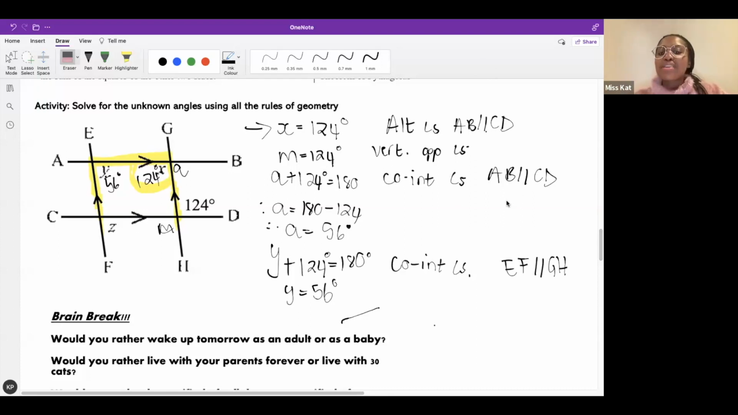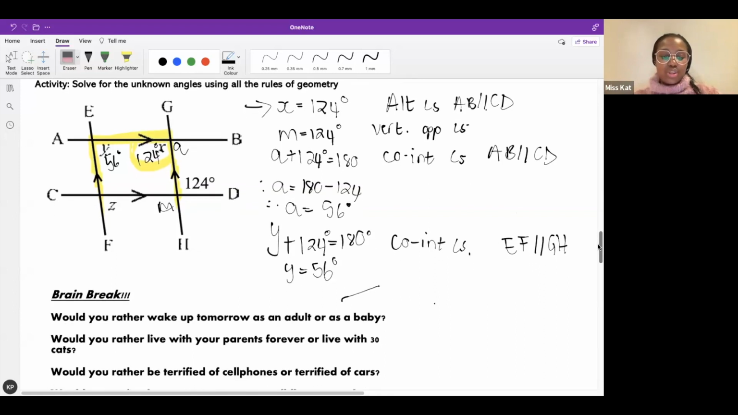Titsaro says parents forever, but she's crying. She's like, I don't like the choice, but you know, it is what it is. Butlala always wanted to be the cat lady. Wow. Hectic, Siamtan. Cats are scary. No, they're not. Would you rather be terrified of cell phones or terrified of cars?